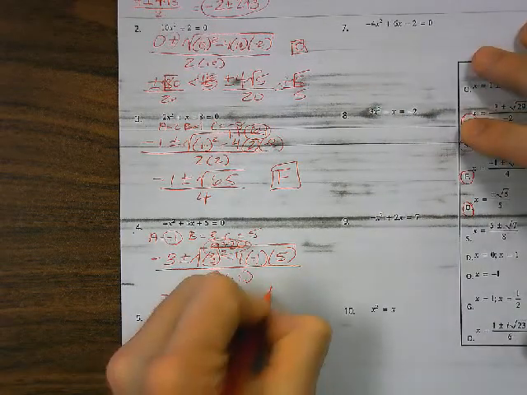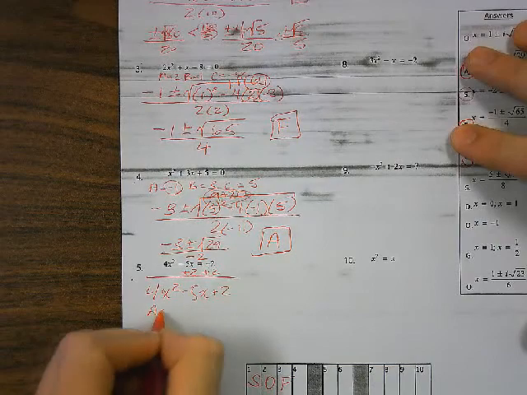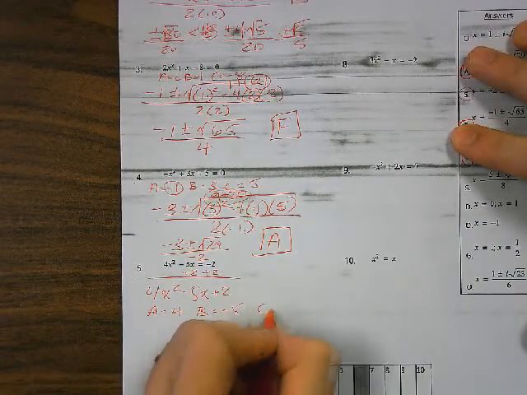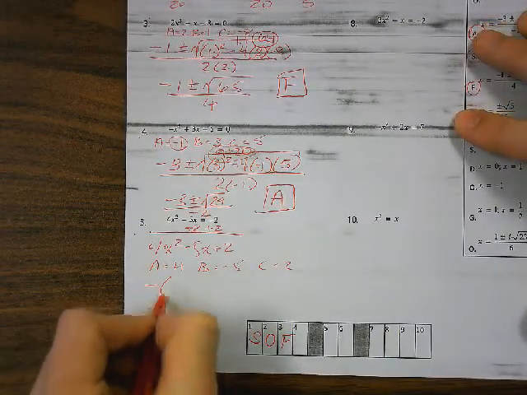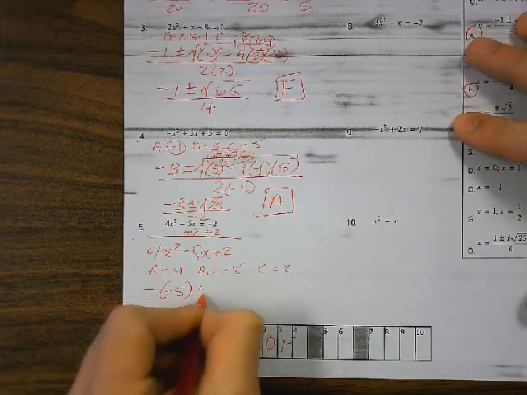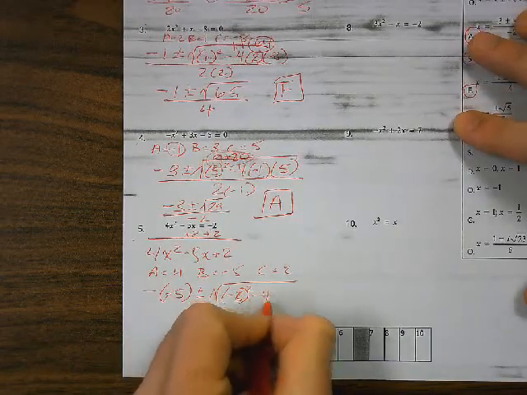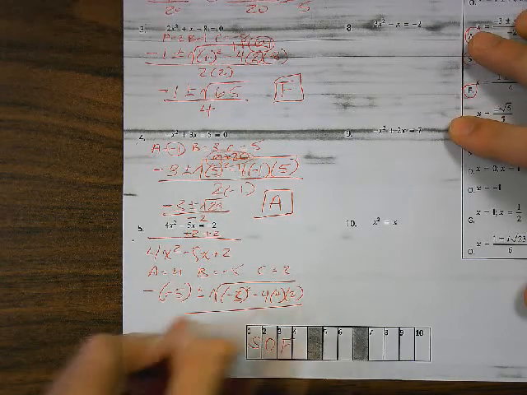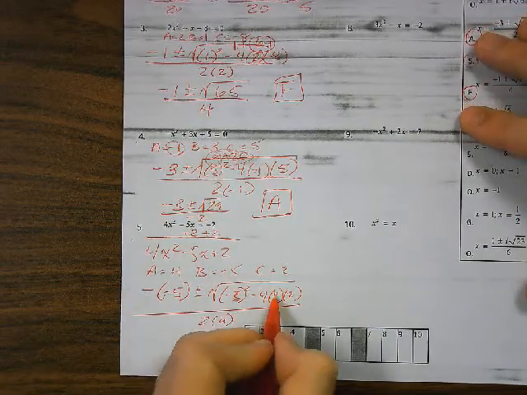Number 5, we need to get this 2 over here so that our equation equals 0. 4x squared minus 5x plus 2, where A is 4, B is negative 5, and C is 2. Let's go ahead and substitute in. Negative b, remember that negative sign is going to follow you in, so it's going to be a negative 5 plus or minus the square root of b squared minus 4 times a times c, and then all divided by 2a. Okay, so 4 times 4 is 16, 16 times 2 is 32, that's negative 32.